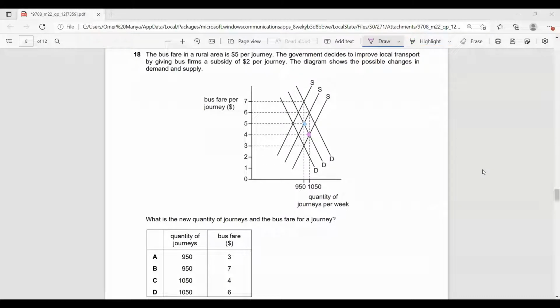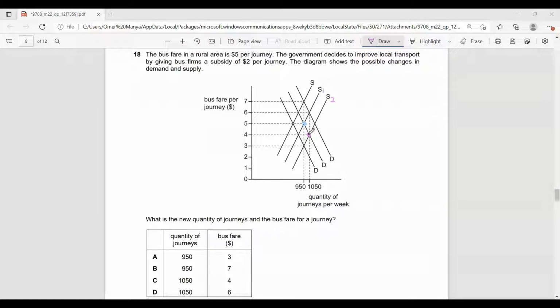The subsidy will reduce the cost of production for the producer, shifting the supply curve to the right. So from S, let's call this S1, the supply curve has shifted to S2. So the new equilibrium point used to be at $5 and now it's at $4.